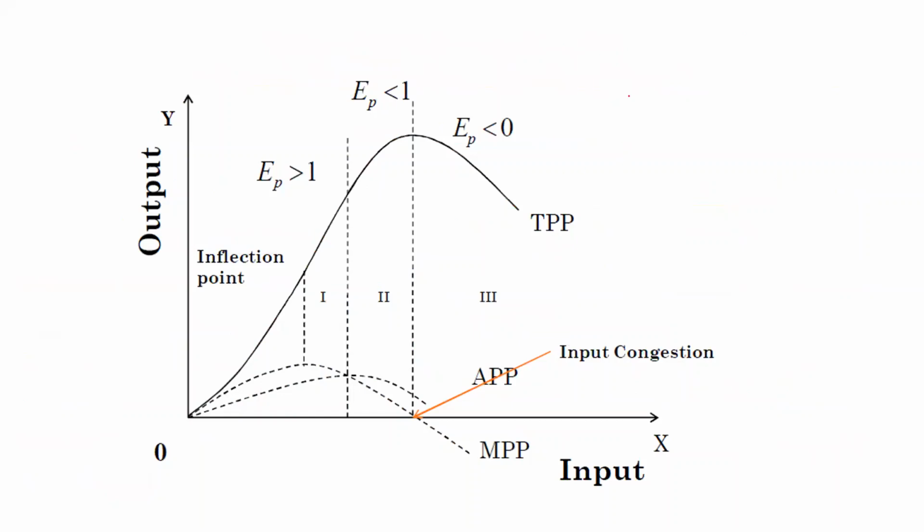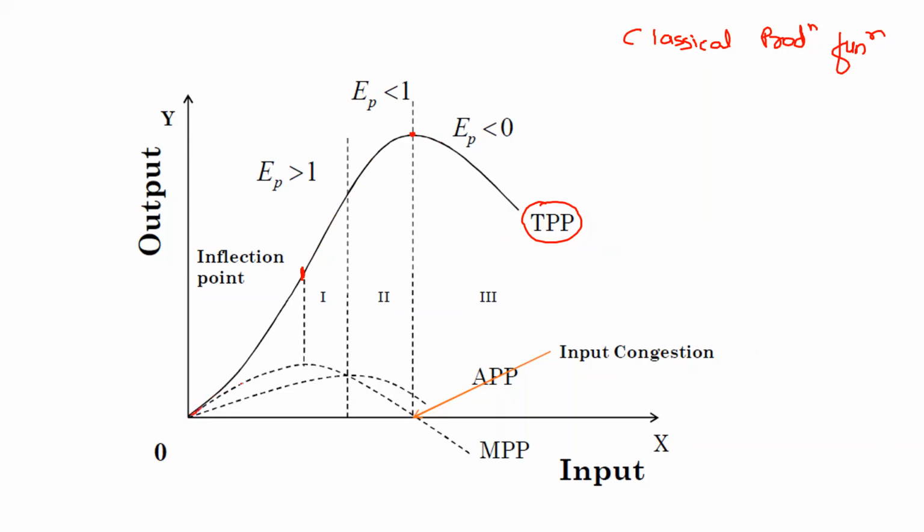Now this is the graphical representation of the classical production function. And we can see this is the TPP, the total physical product. It is increasing at an increasing rate up to this inflection point. Then it is increasing at a decreasing rate. It will reach a maximum and then it will start to decline.